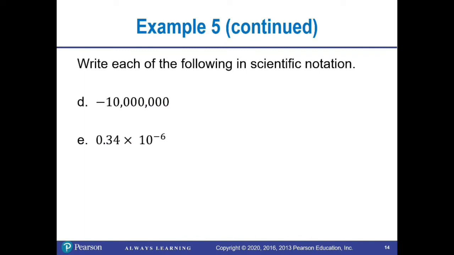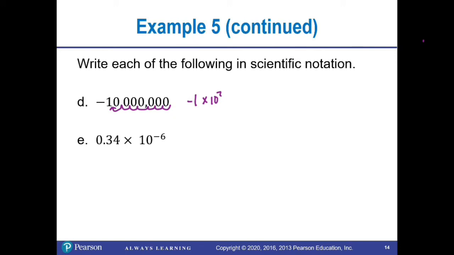Look at part D. We have a negative number in part D. We have negative 10 million. I need a number between 1 and 10, and it's okay for my number to be 1. And because we have a negative, my number is actually going to be negative 1 here. I multiply by a power of 10. My power of 10 is positive because my original number was greater than 1. And I count how many times I had to move the decimal place so that the decimal is behind the 1. We have to move it 7 times, and so the power of 10 is 7.